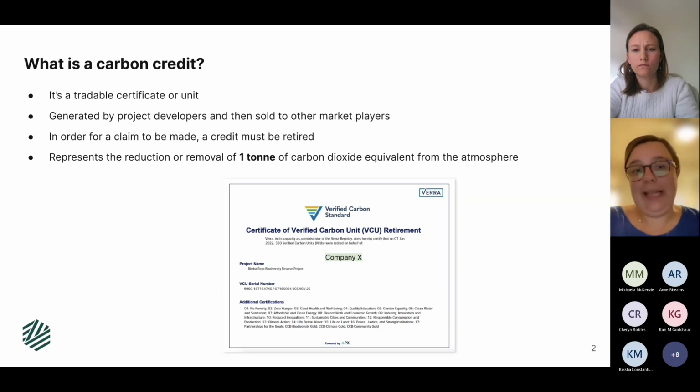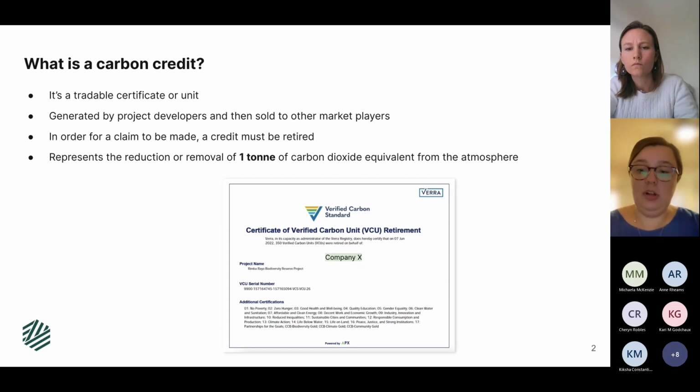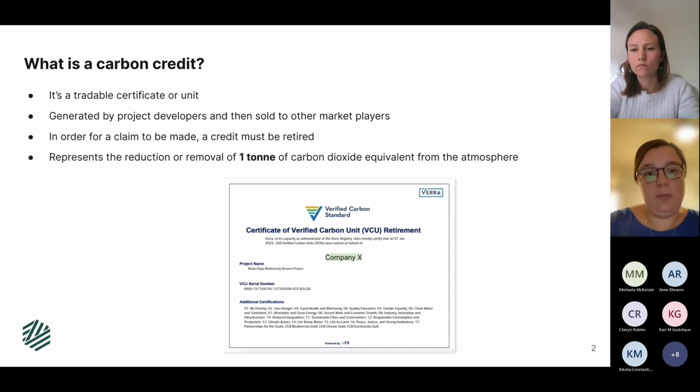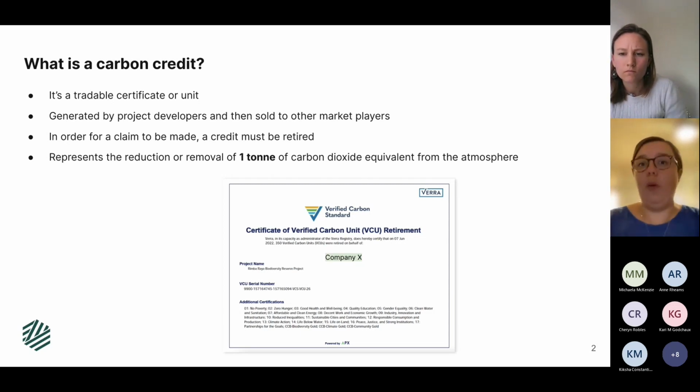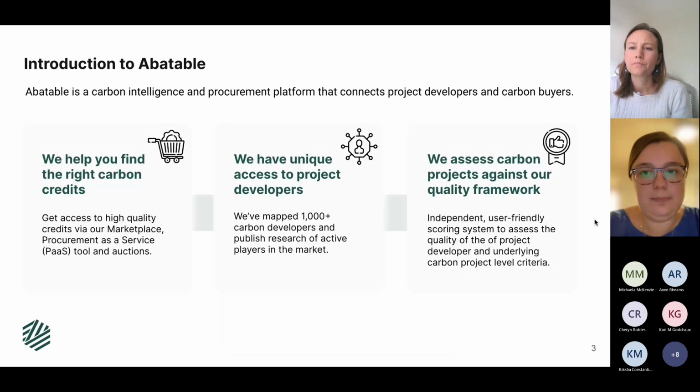And in order for a claim to be made, a credit doesn't need to be just bought. It needs to be retired, so it needs to be taken out of circulation effectively. And it's important to note that one carbon credit represents 1 ton of either reduction or removal. Reduction means that you're avoiding emissions, for example protecting an existing forest, and the other one would be a removal, which would be growing a new forest, for example. So just some very quick background on carbon credits.